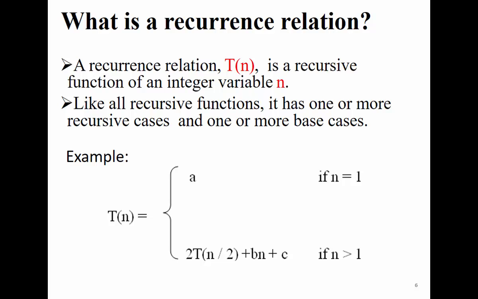Now, if n is greater than 1, in this case, we're going to use 2 times T of n divided by 2 plus P of n plus C. You can see the time complexity depends on n. We can write it in terms of n over 2. So to calculate, for example, T of 4, where n is greater than 1, we're going to substitute. T of 4 is equal to 2 times T of 4 divided by 2, which is 2, plus P of 4 plus C.